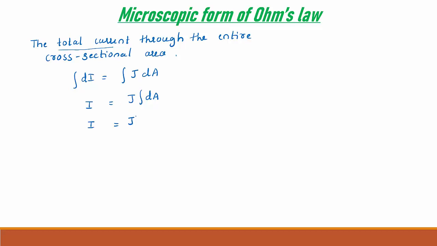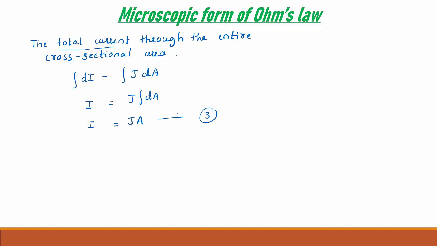So the entire area of the given conductor is A. That means the integration of dA, when we integrate a small area, gives the total area A. So I equals J into A. This is the total current through the entire cross-sectional area. Let us take it as equation number 3.